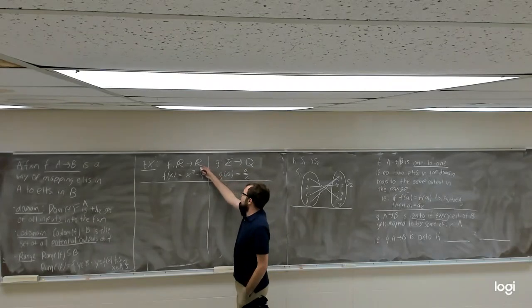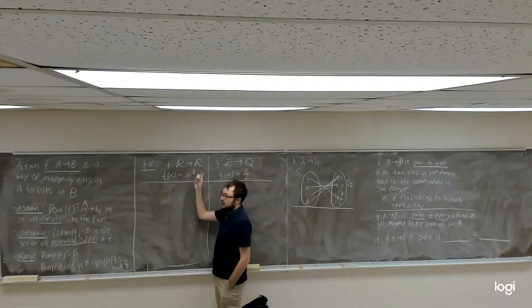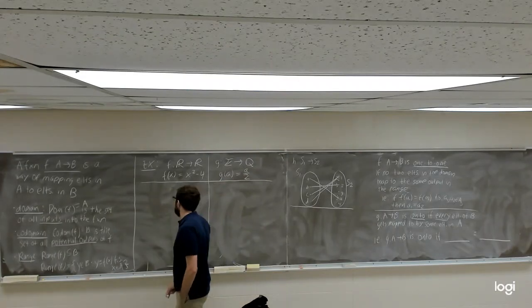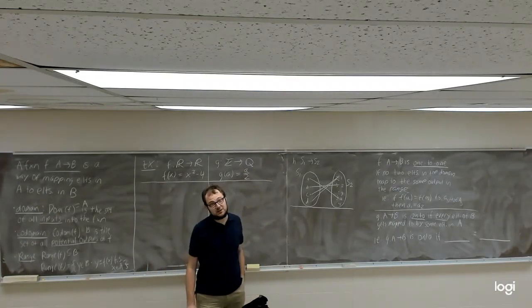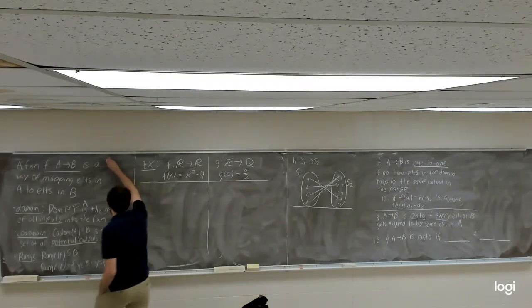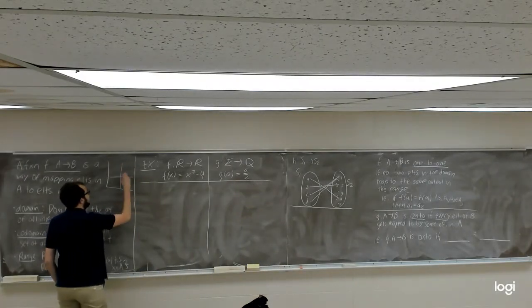Let's say we wanted to look at the function f going from R to R, the reals to the reals, and our function is given by the formula f of x equals x squared minus 4. If we wanted to graph that, it would have a graph that looks something like this.